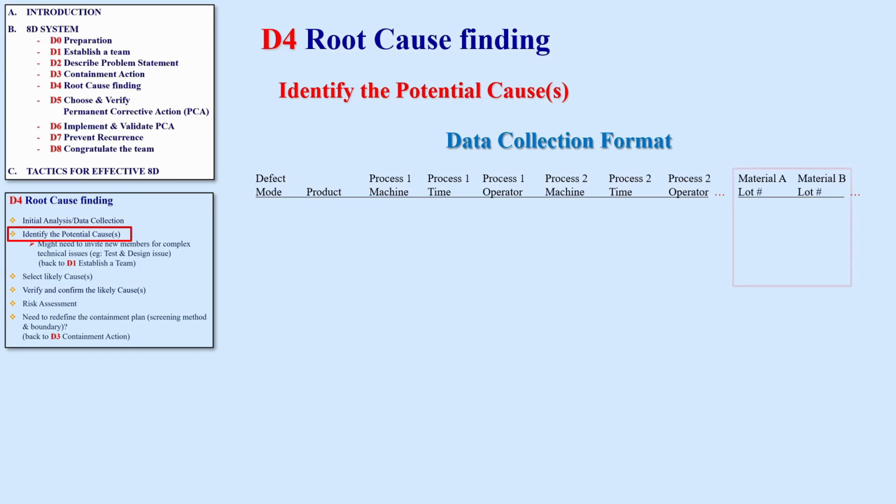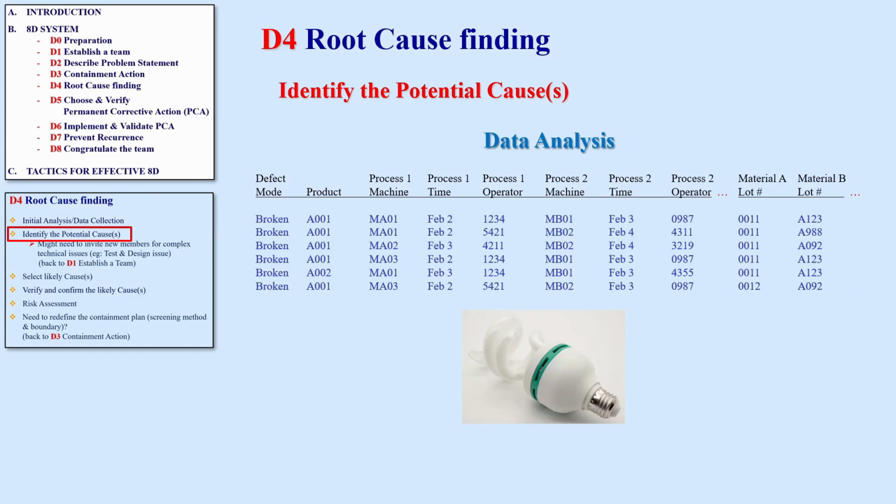Finally, we will trace the materials used on the reported products. Say, this is the traceability data for 6 broken bulbs, which were reported by your customer. Do you see any commonality among the data? I suggest you pause here for a while, and see if you are able to see any pattern in the data.